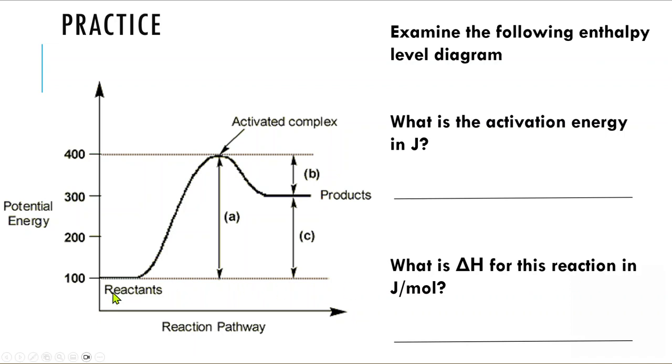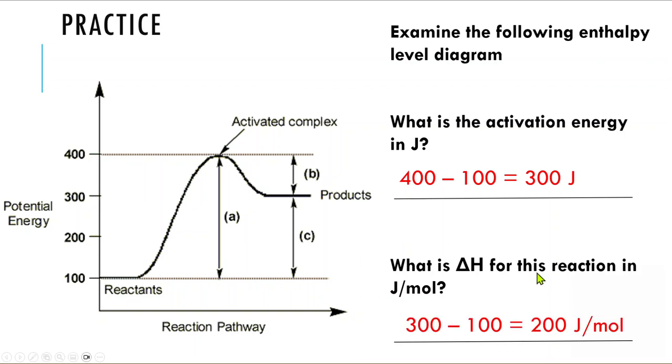All right, so first of all, I know this is for an endothermic reaction because the products have more energy than the reactants. The activation energy goes from the energy of reactants to the top of the hump. The energy of reactants is at 100. The top of the hump is at 400. So this region represents 300 total joules, 400 minus 100. Delta H is represented by the letter C here. It goes from energy of products to energy of reactants. The products have 300 joules of energy, and the reactants have 100, and 300 minus 100 equals 200 joules.